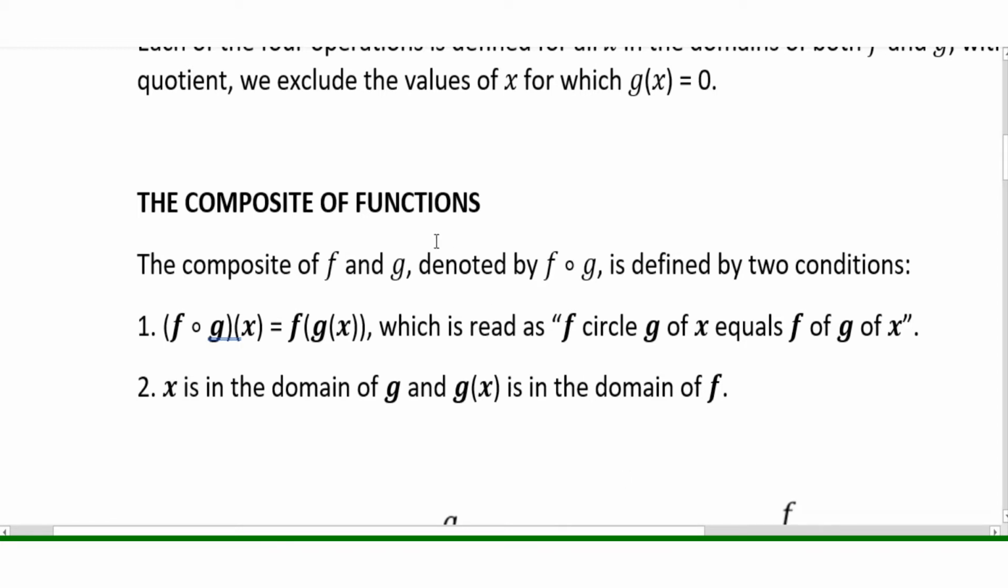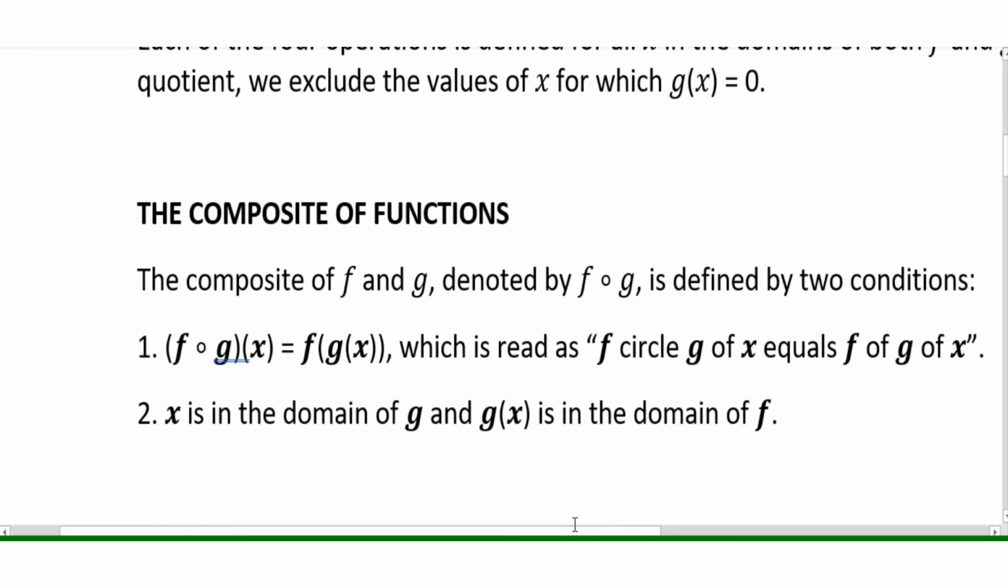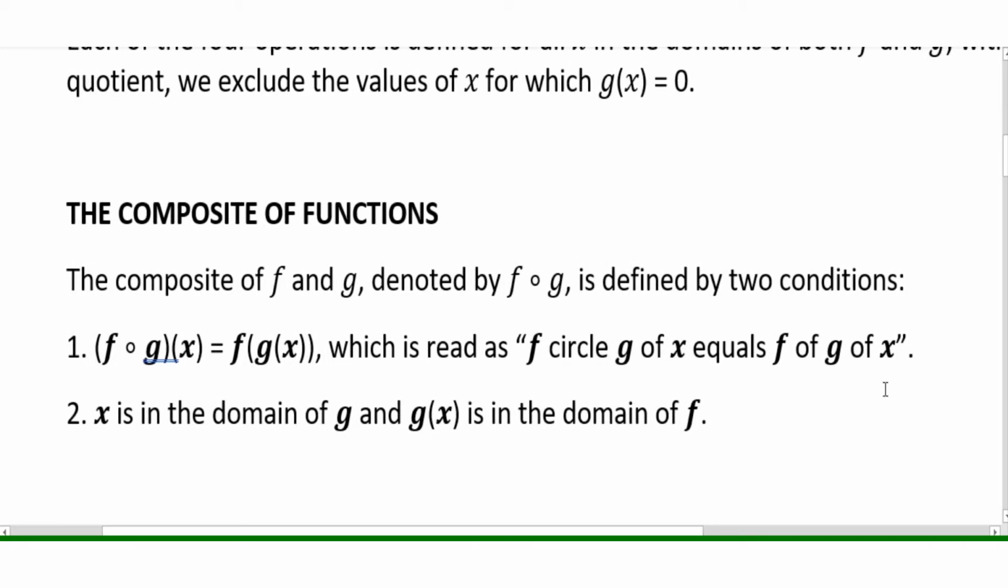Now, the composite function of f and g, denoted by f o g or f circle g, is defined by two conditions. There are two conditions to understand and follow for us to somehow understand this composite function, or the composition of functions. We will compose a function from two functions.